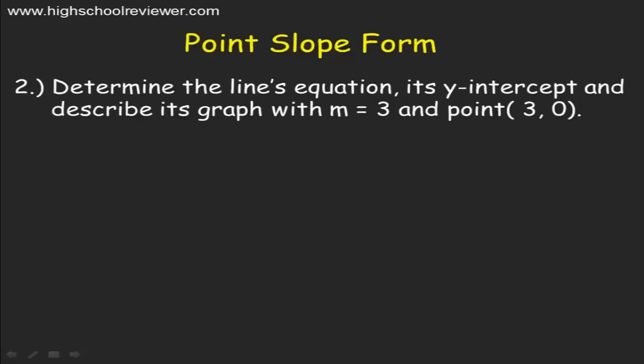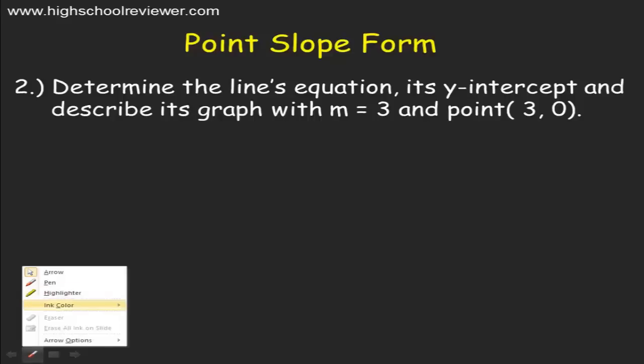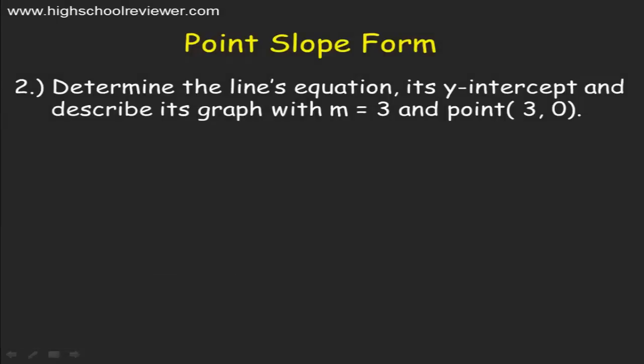Problem number 2. Determine the line's equation, its y-intercept, and describe its graph with m equals 3 and point (3, 0). Okay. So our given here, we are given a slope, which is m, and that is +3. And then another given is a point. So let us call this point 1 with values of +3 and 0. So 3 here will be our x sub 1. 0 is our y sub 1.